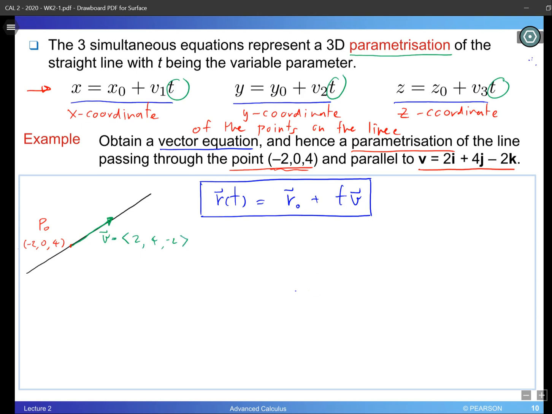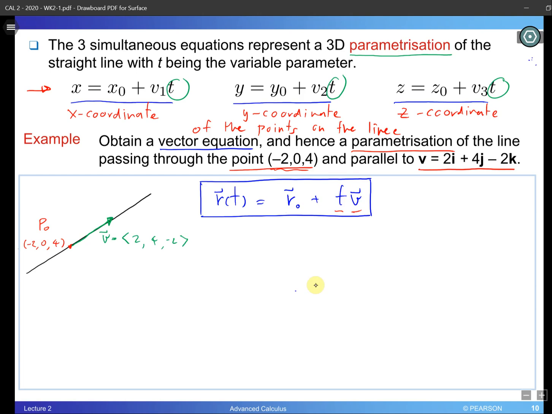Alright, so this is all we know at the beginning. And now we need to find r of t. So let's take a look at the formula in the box. We already know v, so this is fine. It's already done. T is supposed to be a variable. We are supposed to leave it as it is, so we don't need to do anything with that.